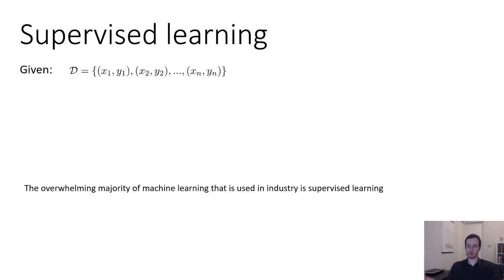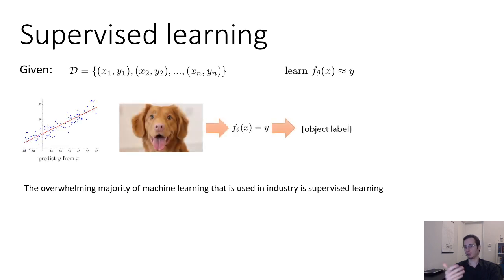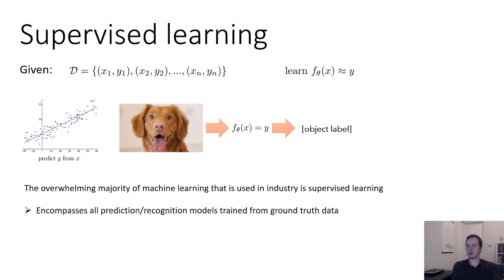The formulation, as I said before, is that you're given a training set which consists of tuples of x's and y's, and your goal is to learn a function f theta of x that closely approximates the true y. You could formulate this as something as simple as a linear regression problem, all the way to something as complex as classifying objects in images. It encompasses all prediction and recognition models trained from ground truth data, and it's a multi-billion-dollar a year industry. There are billions of dollars being made through the deployment of supervised learning systems, typically labeled with ground truth data from humans.